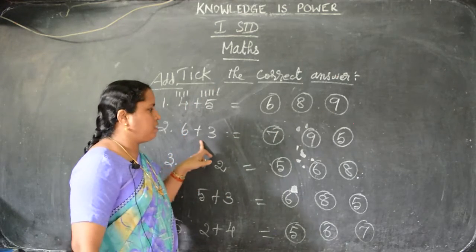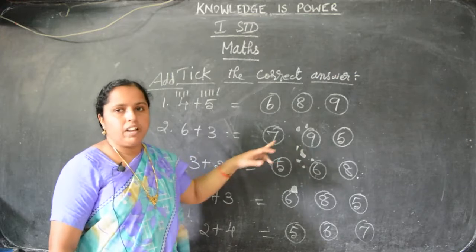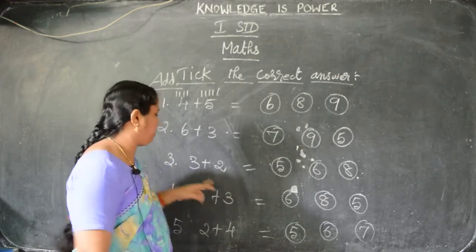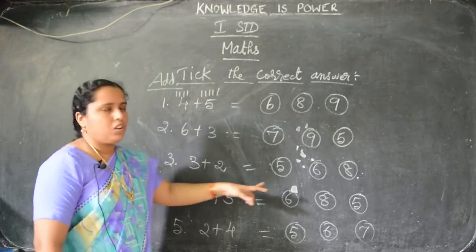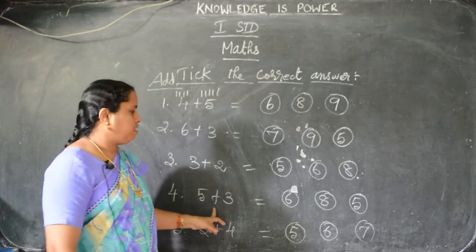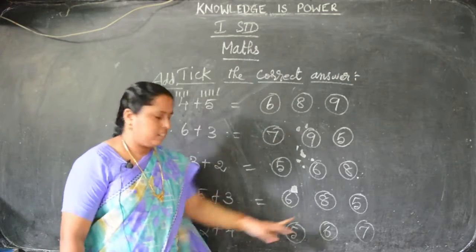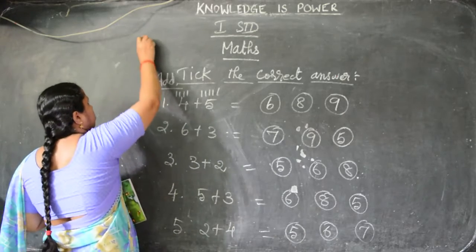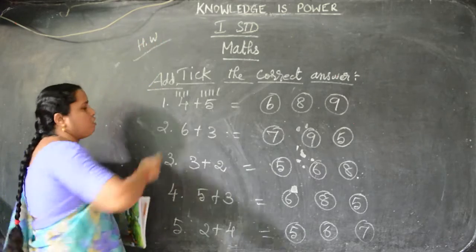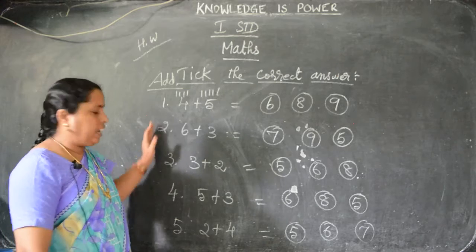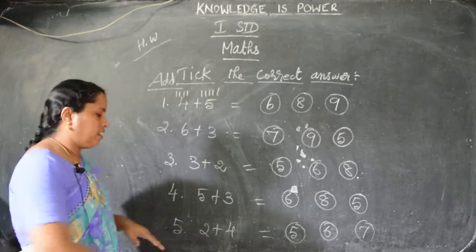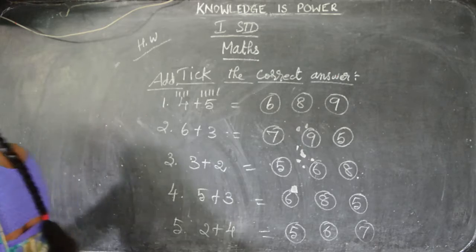Like that 6 plus 3. 6 plus 3, 9. Where is 9? Here it is 9. You should tick the 9. 3 plus 2, 5. 5 plus 3, 8. You should tick here. 2 plus 4, 6. So this is the homework. You should do. This is the homework. Take a note, children, and write this. And you should tick the correct answer. Next.